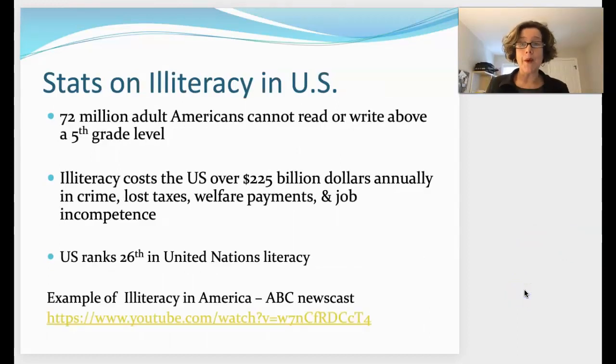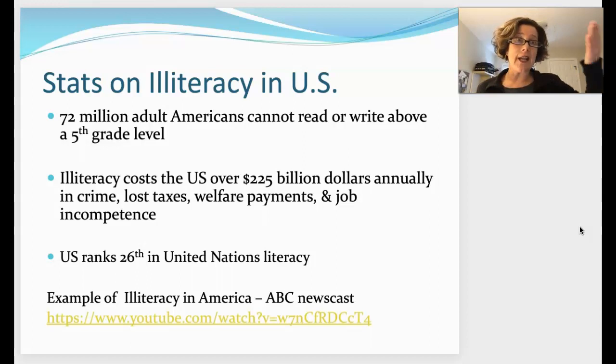Okay, a few more. 72 million adult Americans cannot read or write above a fifth grade level. Illiteracy costs the US over $225 billion annually. In crime, lost taxes, so people just don't pay their taxes. Going back to crime, think about jails and institutions. Those are really expensive.